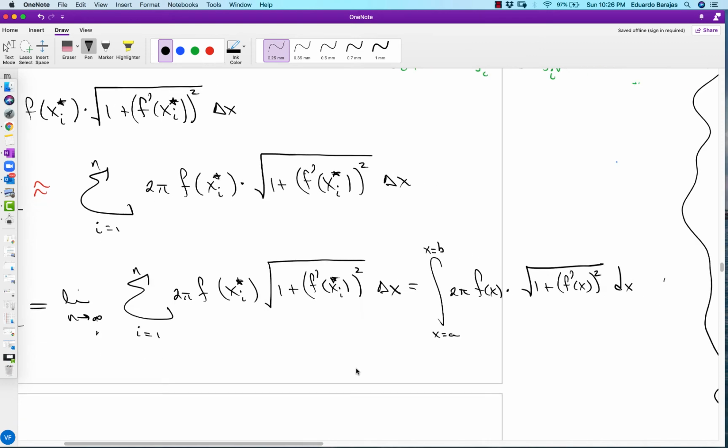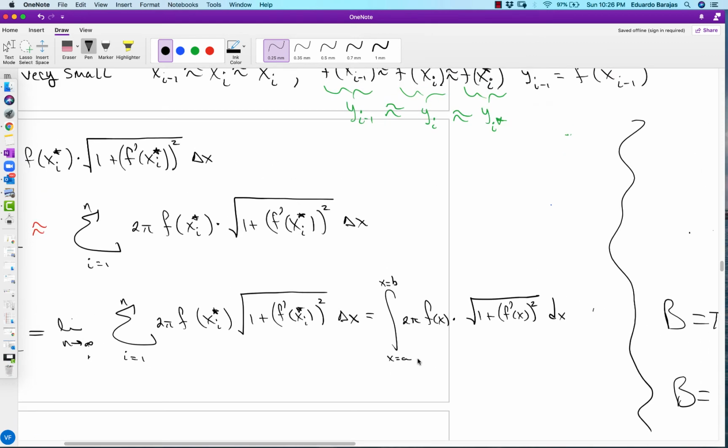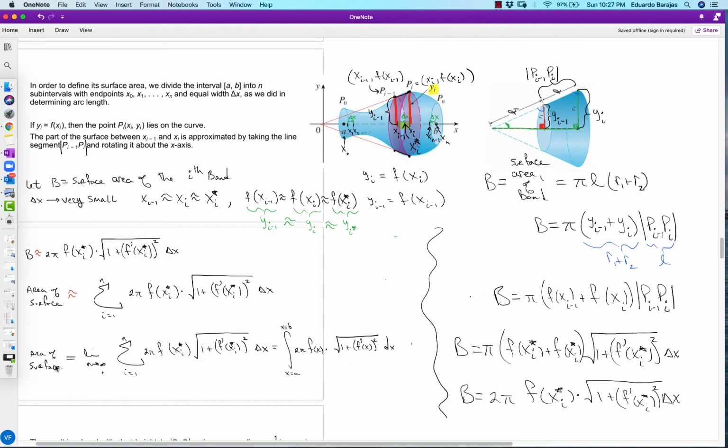Let me zoom out and look at the whole thing. Okay, so the surface area that we're looking for is equal to the limit as n goes to infinity of this Riemann sum, which can then be identified as an integral. And so here is our formula. Finally, we've achieved our formula. This integral will tell us the surface area of a smooth curvature that's achieved when a function f of x is rotated about the x-axis, like we've been trying to get.